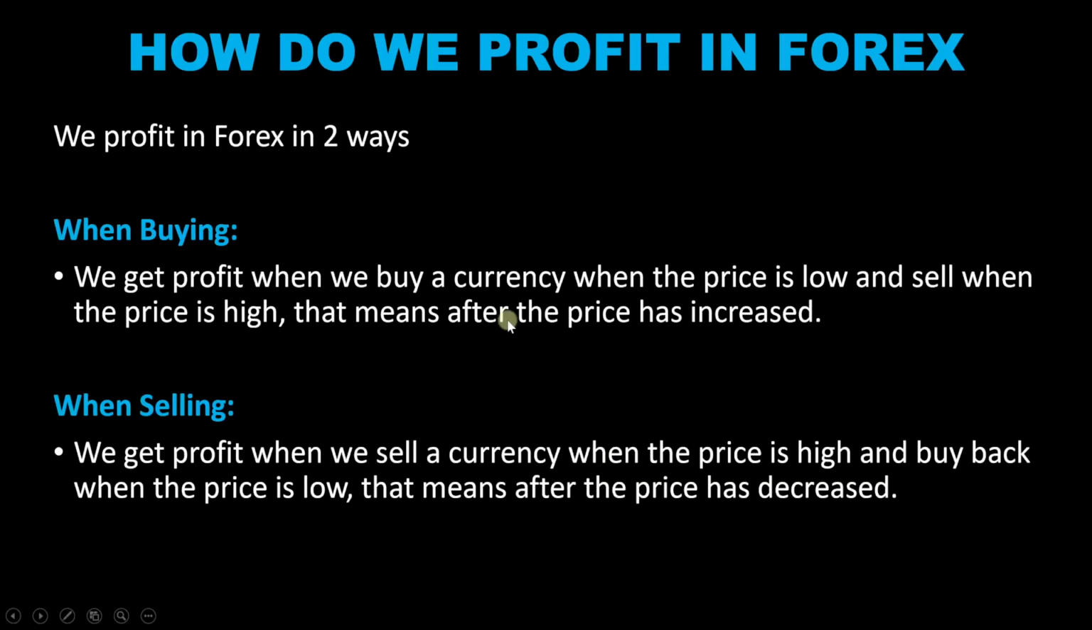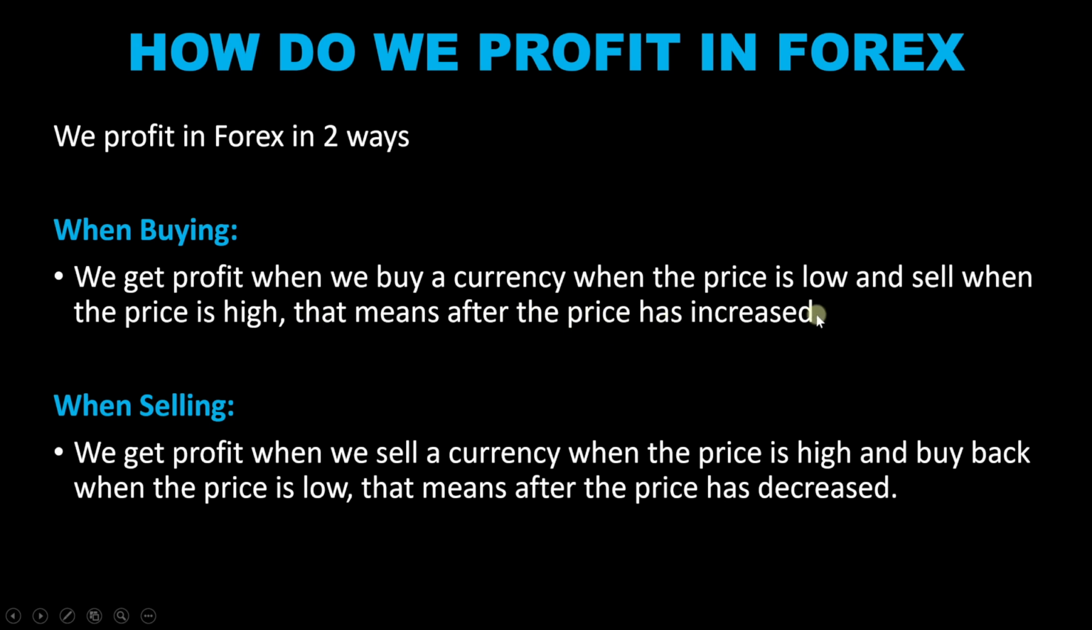They move fast. Now, how do we profit in Forex? Having learned about pips and pipets, we now want to look at how we normally profit in Forex. This is the fundamental of Forex trading. You have to know how you are profiting from all your trades or about to trade. We profit in 2 ways. When buying, we get the profit when we buy a currency when the price is low, and then sell when the price is high. That means after the price has increased.